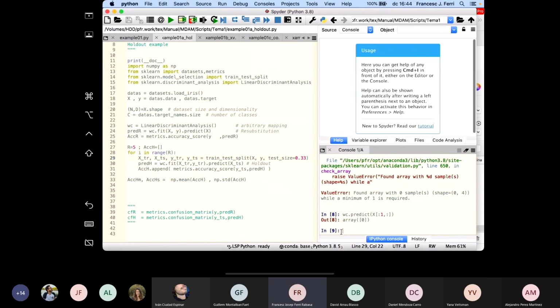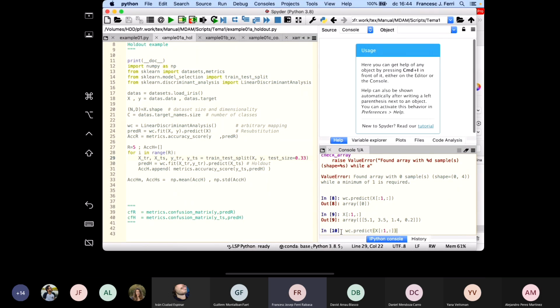Well, this is a Python thing, okay? This is the input. It's the same as you can see. So giving this input to the method predict, I obtain 0. So 0 is the prediction by this mapping.